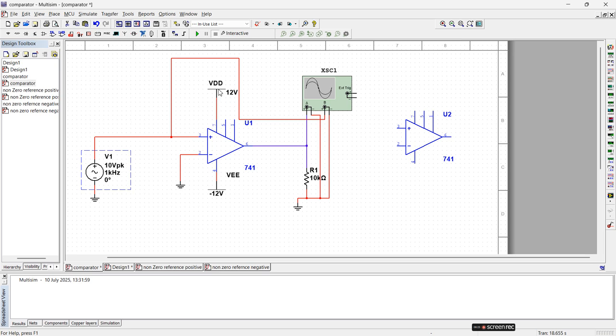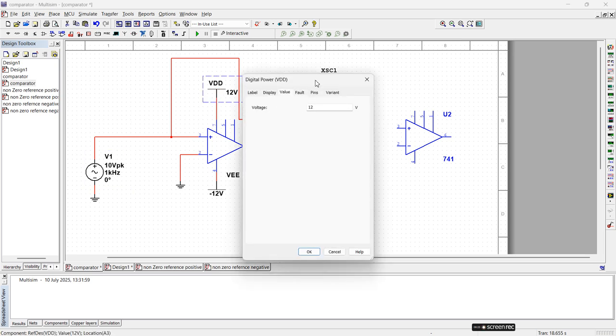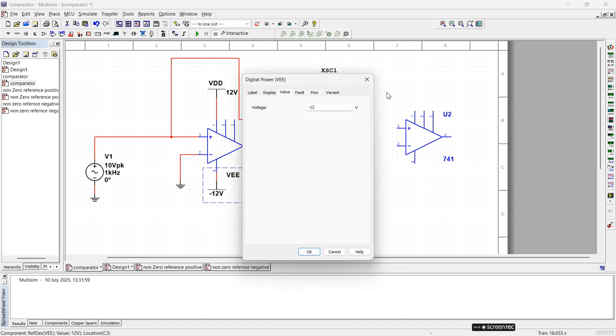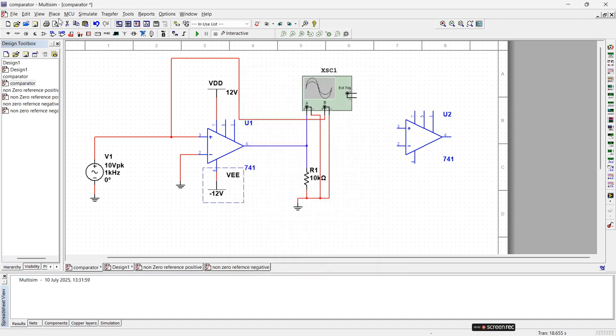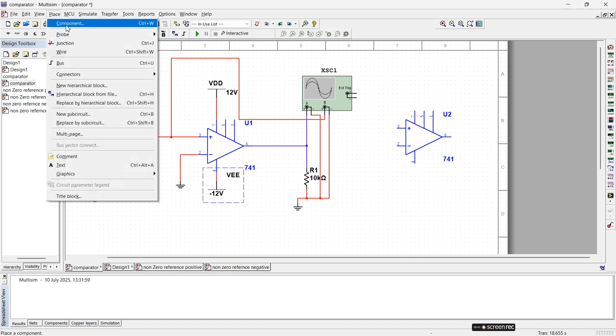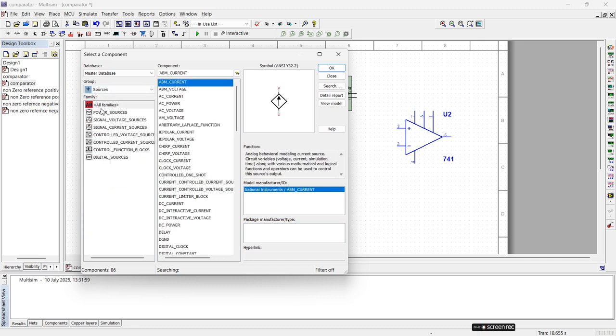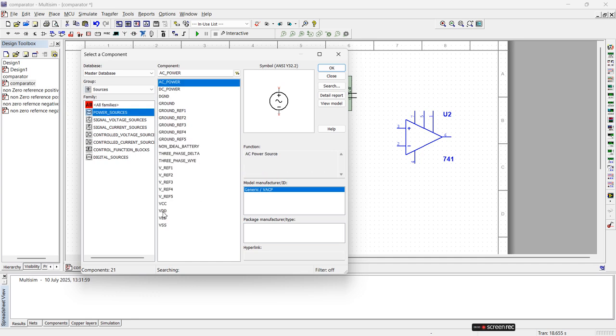Similarly, VDD is 12 volt. Label the supply VDD, and similarly the minus 12 volt. So how do we select these components? Go to place component, then sources. So VDD, VEE, like that you can select it. For VDD, select VDD, and for VEE, select the VEE component.